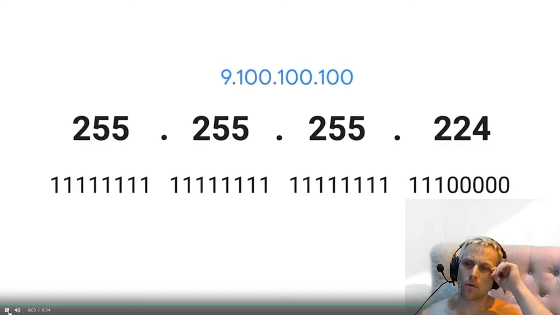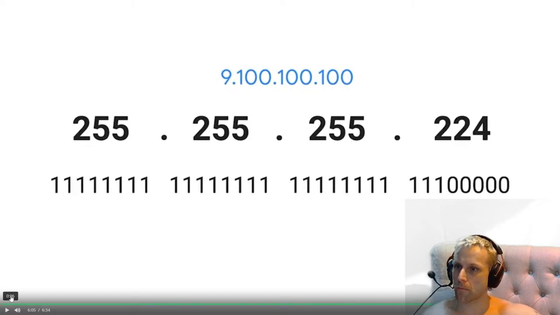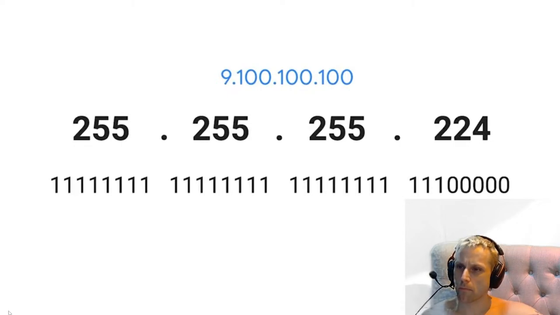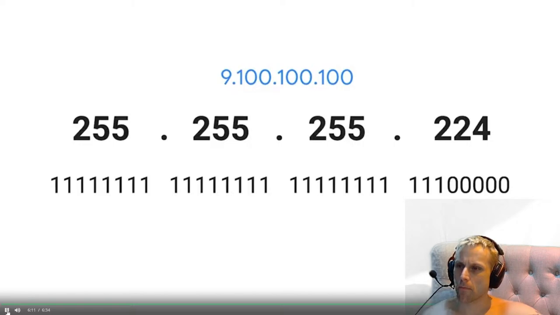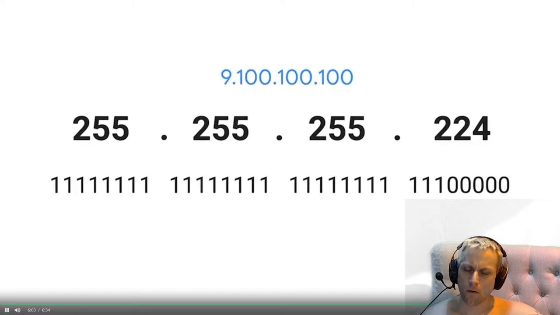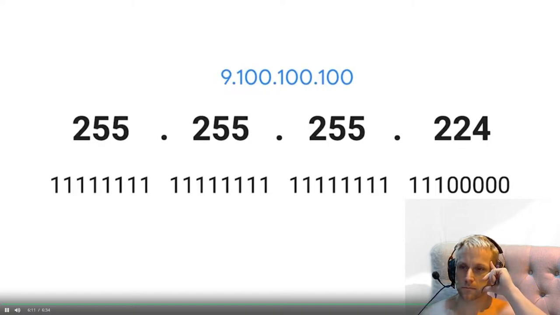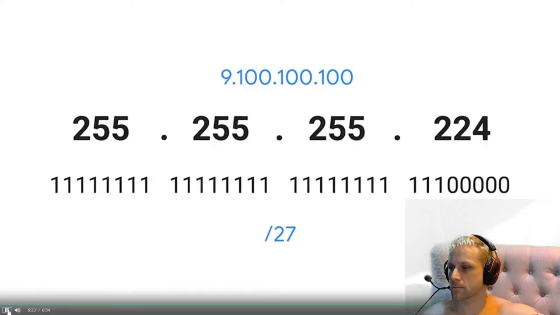This brings up a shorthand way of writing subnet masks. Let's say we're dealing with our old friend 9.100.100.100 with a subnet mask of 255.255.255.224. Since that subnet mask represents 27 ones followed by 5 zeros, a quicker way of referencing this is with the notation slash 27. The entire IP and subnet mask could be written out.